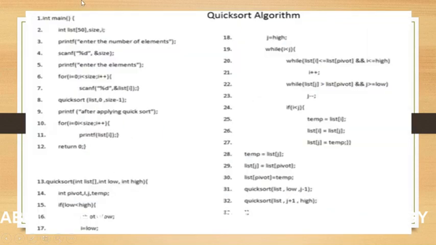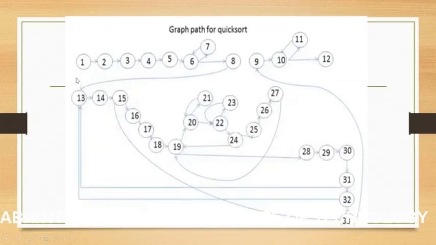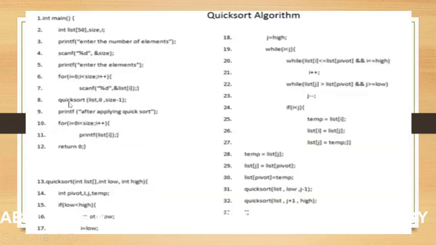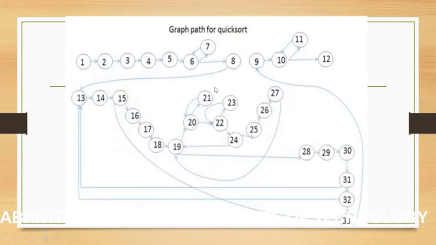From 1 to 7, it just involves initialization and reading the array elements. All these are sequential. From 1 to 5 we have sequential statements, and at 6 there is a loop, which is reading the array elements. Once the array elements are read, we call the quicksort function. So at the 8th node we are calling the quicksort function.